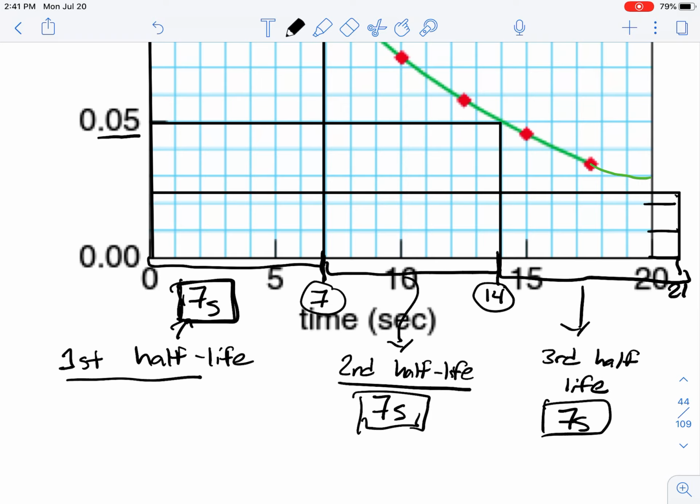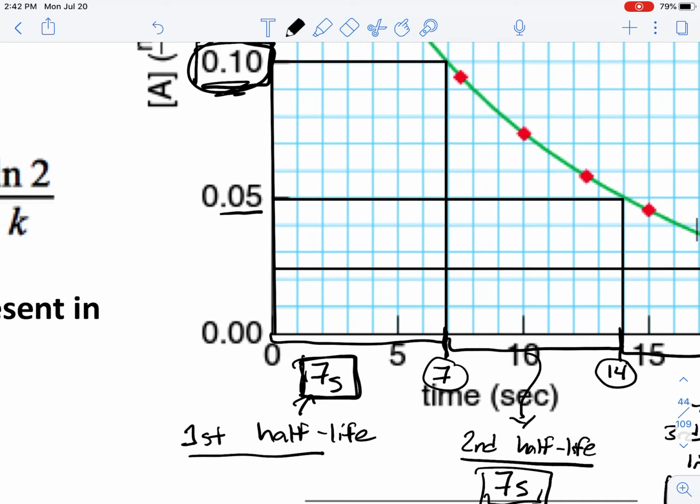And so this is something that's very characteristic of first-order reactions with respect to half-lives. And that is that the first and all consecutive half-lives will be the same, will have the same amount of time. 7 seconds, 7 seconds, and the list continues.